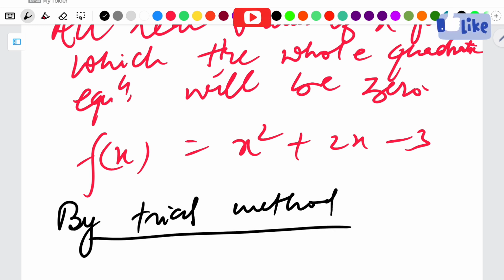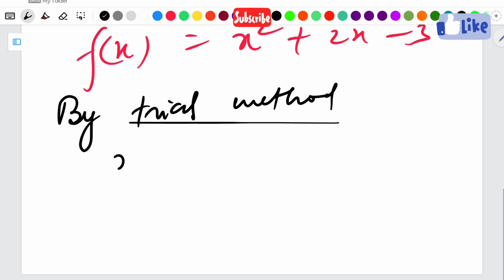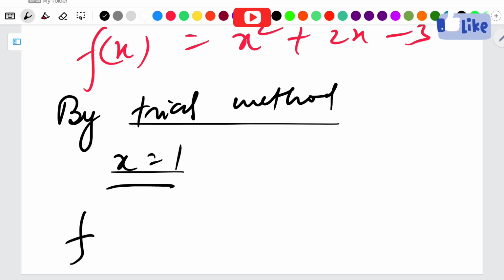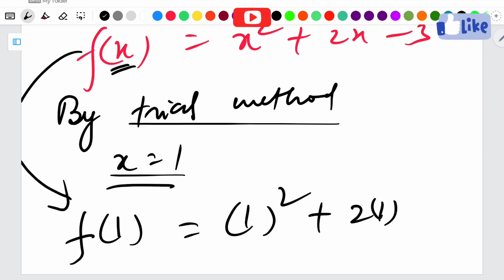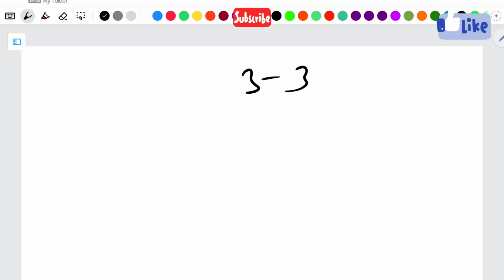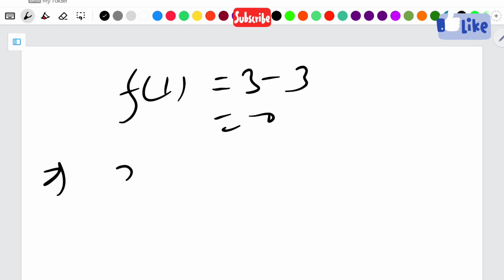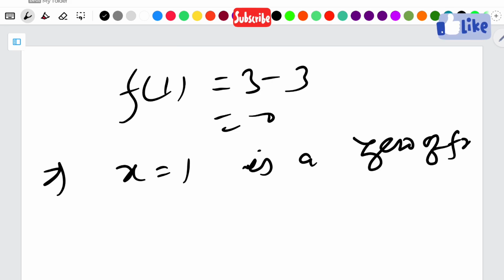if you take x = 1, now f will be f(1), because in place of x you are putting 1. So square of 1 is 1, 2 times 1 is 2, minus 3. So you're getting 3 minus 3, which is equal to 0. So f(1) = 0. This implies that x = 1 is a zero of f(x).